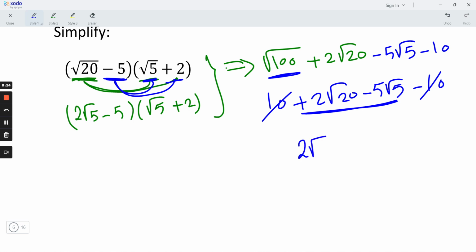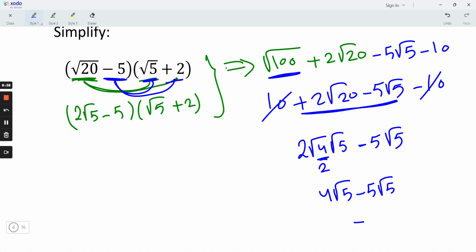So 2√4 times √5 minus 5√5. Here 2 times 2 is 4, so 4√5 minus 5√5, and this will give you minus √5. Yes, and you can simplify it from here and you will get the same result.